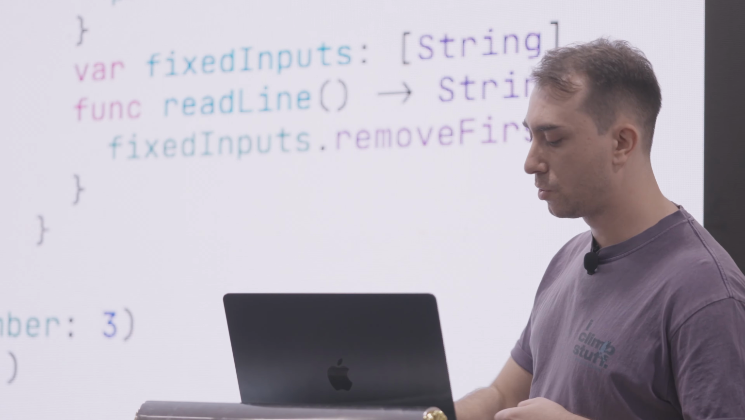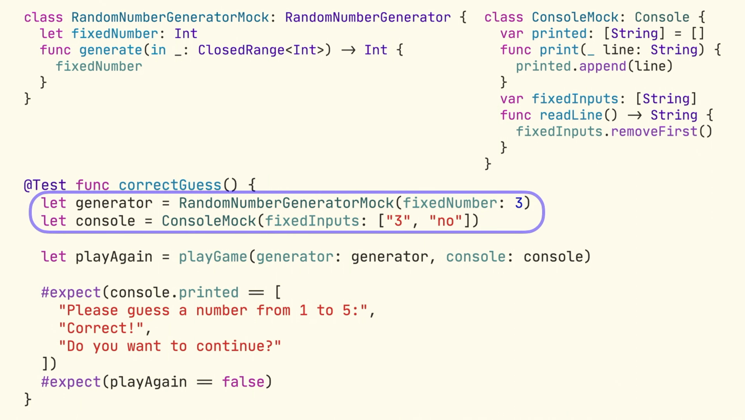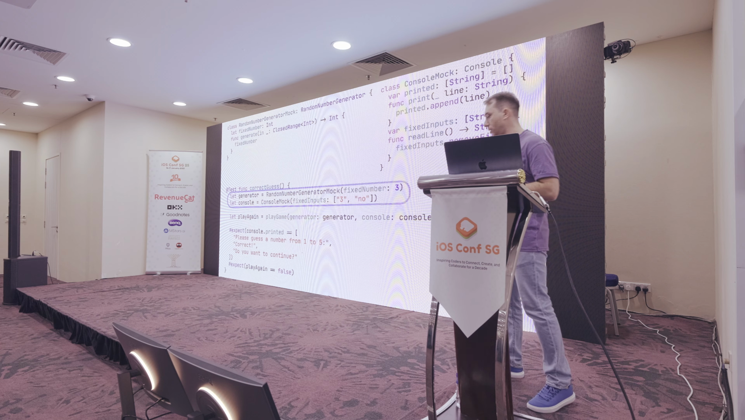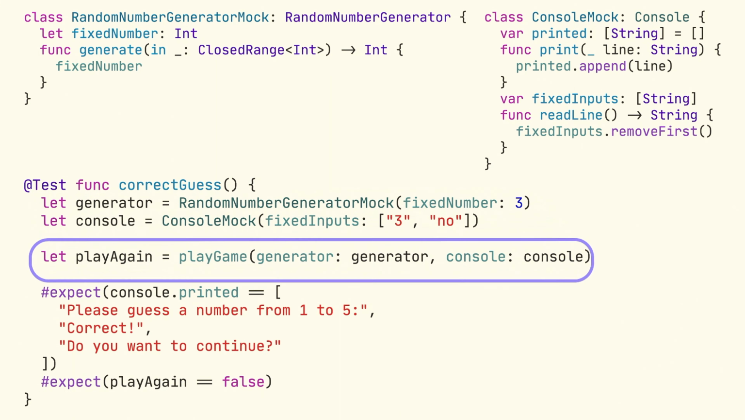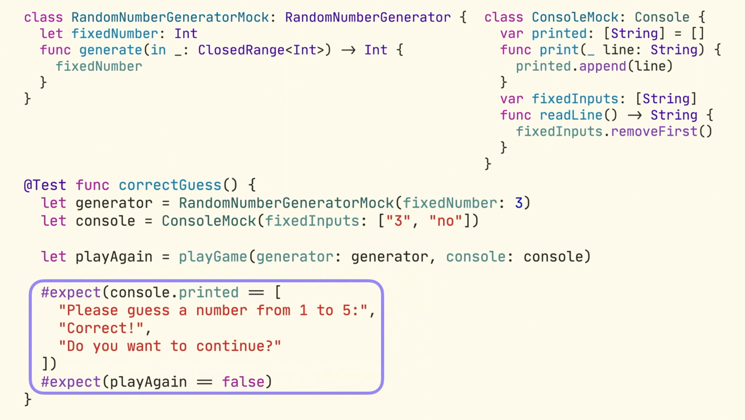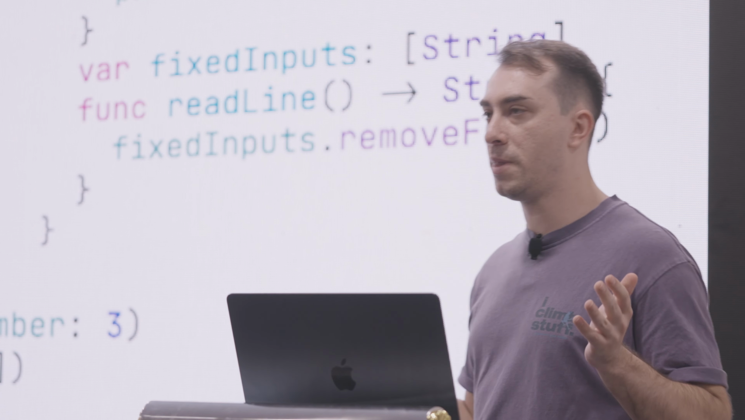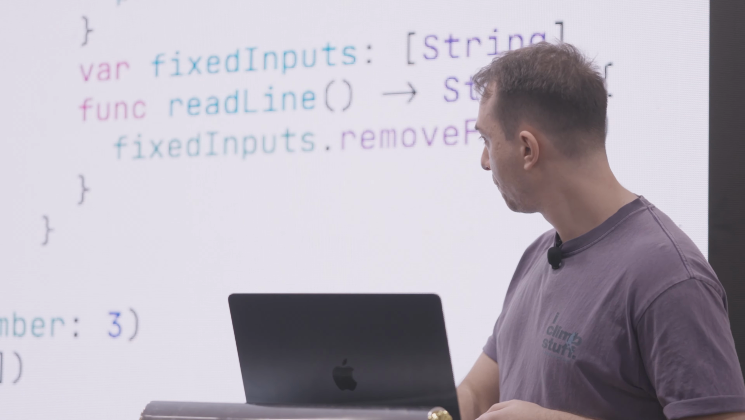So our test might look something like this, where we create a couple of mocks, we fix the random number to be 3, and then for inputs, we first input 3, and then we answer no to the question, do we want to continue? We run our program, and we inspect that printed messages match what we expect here, and the play again is false because we said we don't want to continue. So fantastic. Again, nothing groundbreaking here.